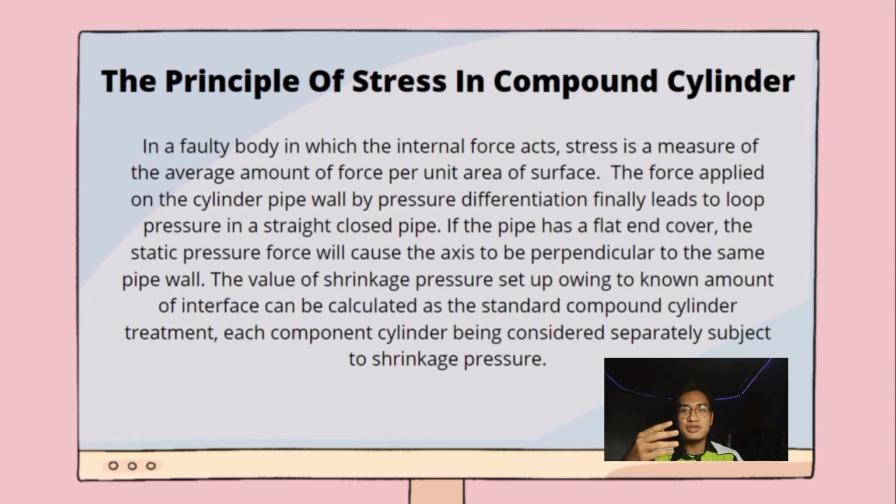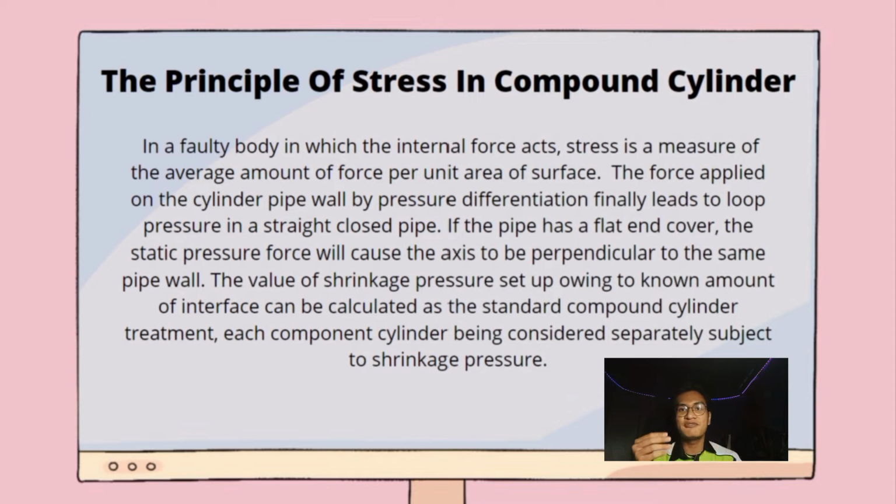The principle of the stress cylinder. In a faulty body in which the internal force acts, stress is a measure of the average amount of force per unit area of surface. The force applied on the cylinder pipe wall by the pressure diffusion finally leads to loop the pressure in a straight closed pipe. If the pipe has a flat end cover, the static pressure force will cause the axis to be perpendicular to the same pipe wall. The value of the shrinkage pressure set up owing to a known amount of interference can be calculated as the standard compound cylinder treatment, each component cylinder being considered separately subject to shrinkage pressure.